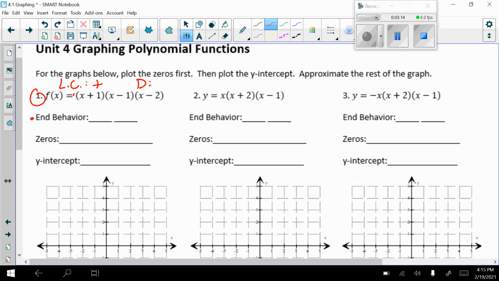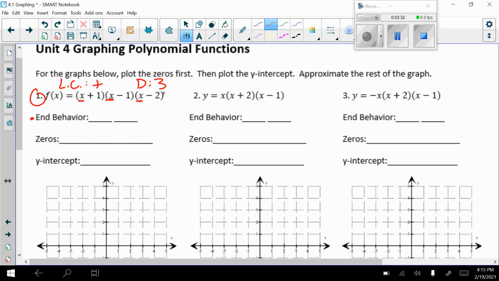And then the degree. Notice how right now I don't see any exponents. That's because this thing's been factored out. So if it's been factored out, here's how you find the degree. All we need to do is count up however many x's I see. So there's 1, 2, 3 x's. So that means the degree is 3.